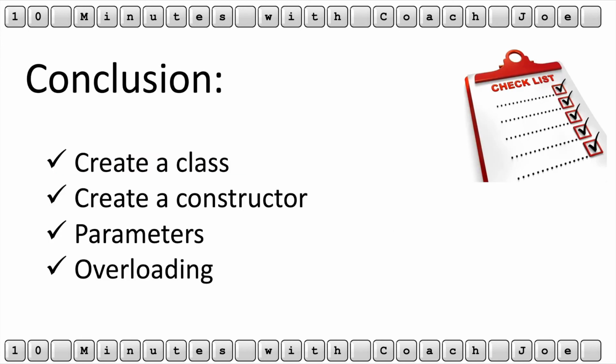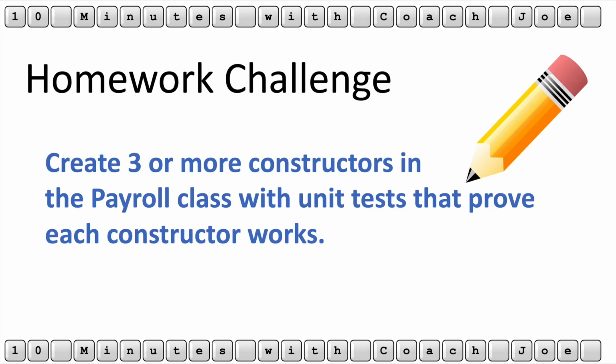You should now have a basic understanding of how to create a class and a constructor. You also learned that constructors can be overloaded as long as the parameter signature is unique. Your optional homework assignment is to have 3 or more constructors in the payroll class with unit tests that prove each constructor works. In the next lesson, we will add to the payroll class and add more functionality with methods.